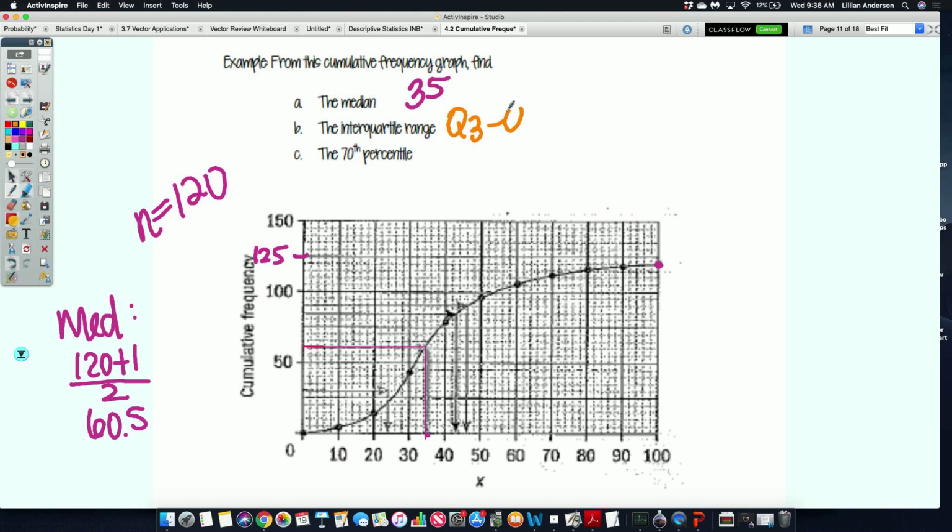Q3 minus Q1. So before I can even find my interquartile range, I have to find Q3, I have to find Q1, and then from there I subtract. What's the formula to find Q3? 3 times N plus 1 divided by 4. Q3 is 3 times that. What is that value? One more time. 90.75. Yes.